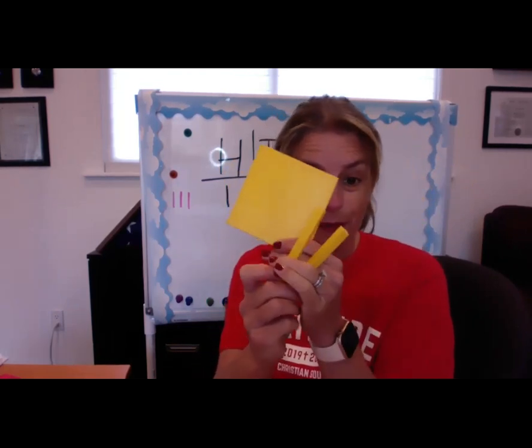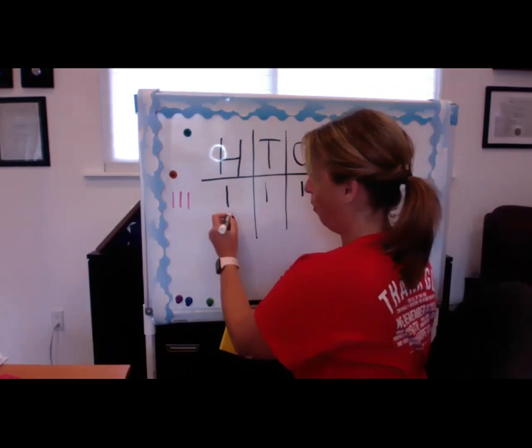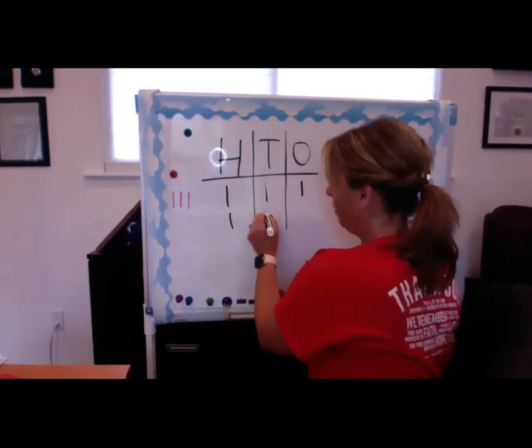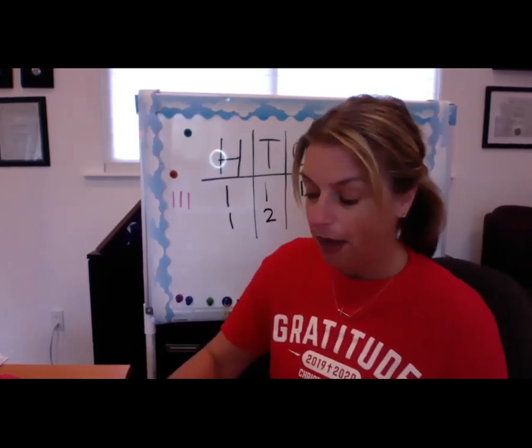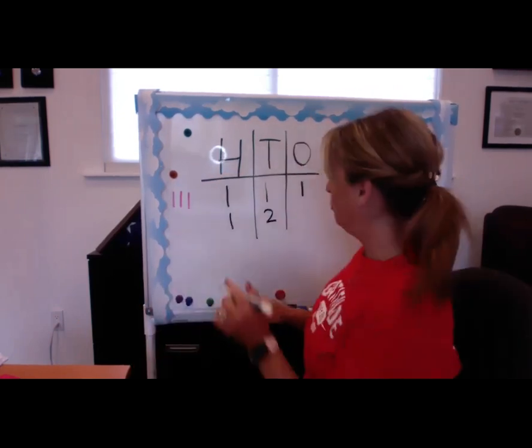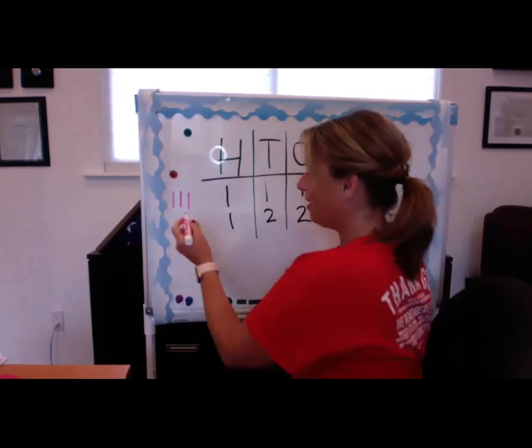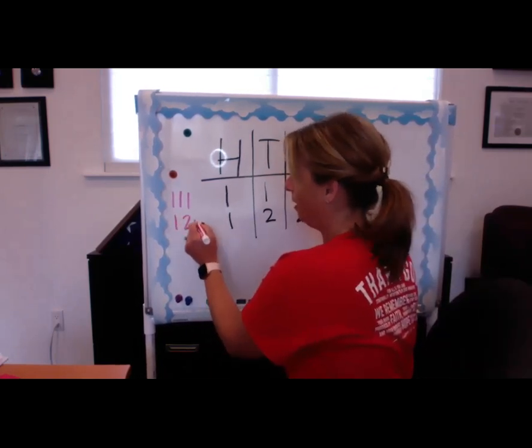Okay, what if I do this? Here's my number. It's kind of hard to hold up all three, but we'll go over it one at a time. So how many hundreds? I have 100. How many tens? 2 tens. And how many ones? 2 ones. So what number did I get? 122. Okay, good.